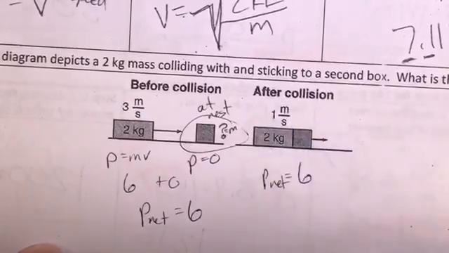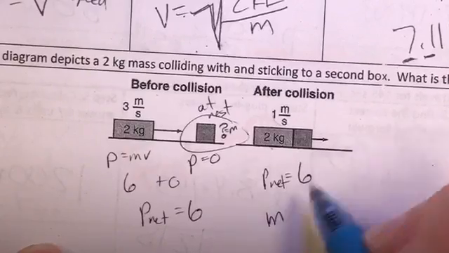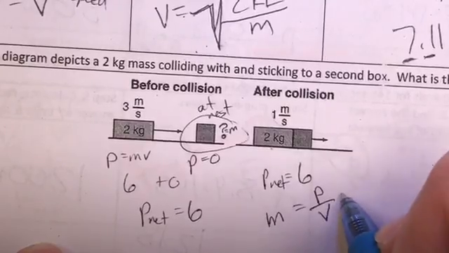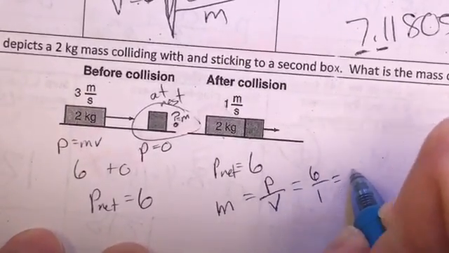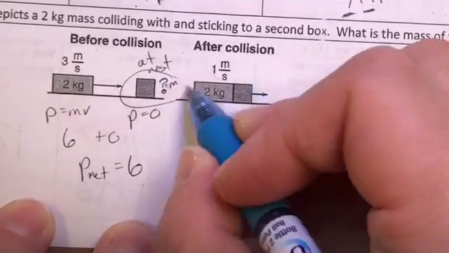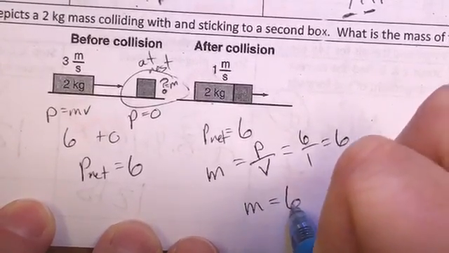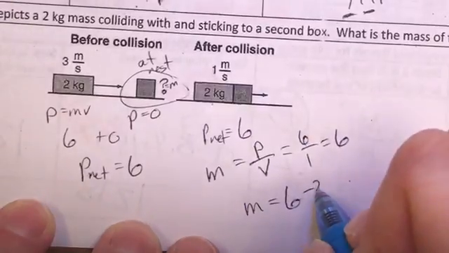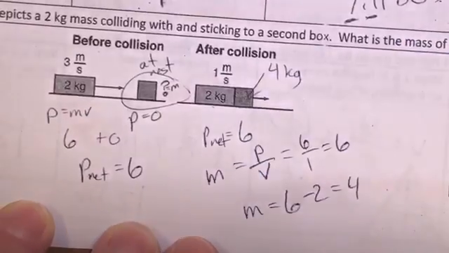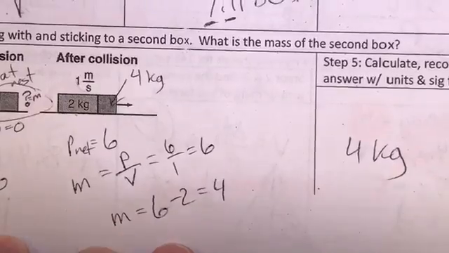However, the velocity is only 1. So if the velocity is only 1, we want to find the mass of the whole cart. The mass of the whole cart is the momentum divided by the velocity. 6 divided by 1 is 6. So the total mass of both blocks combined is going to be 6. But that one's 2, so the mass of that one right there is 4 kilograms. So 4 kilograms is the mass of the other block.